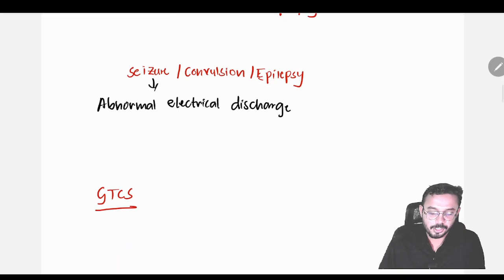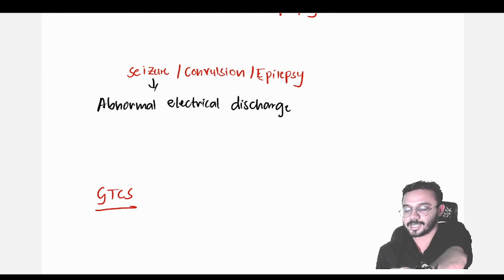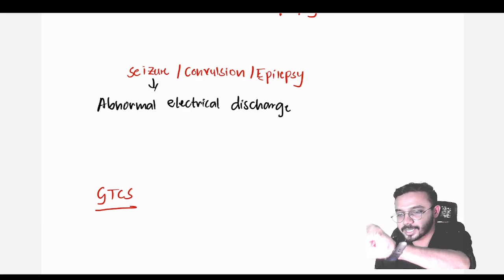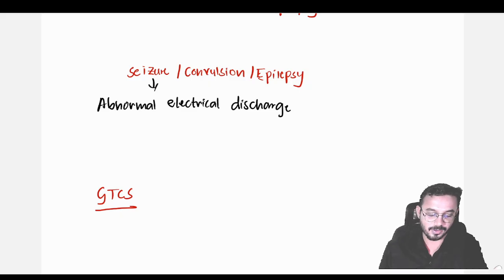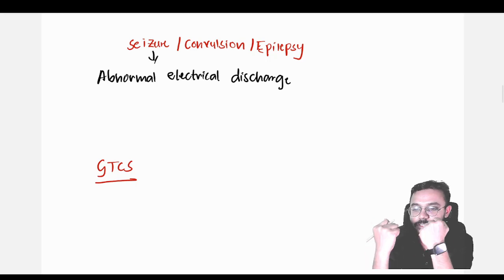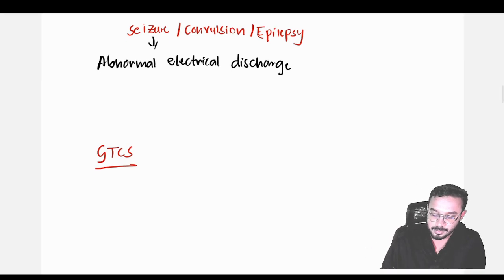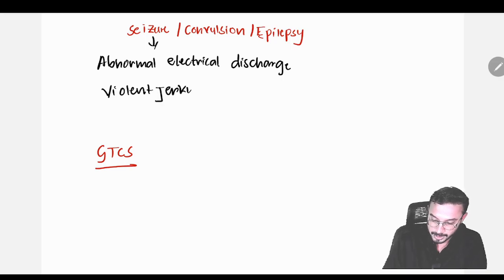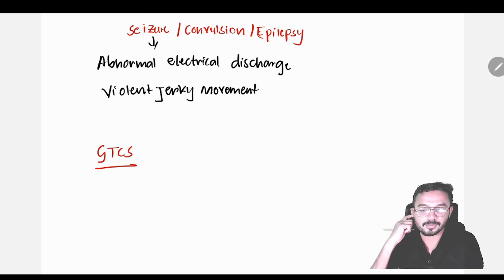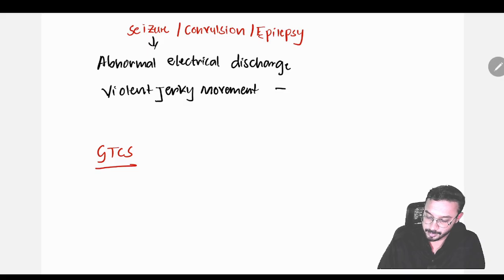And what do you mean by convulsion? Convulsion is nothing but the motor movement, that is you showing violent jerky movements, the movements that are known as convulsions. So like this, you will be showing violent jerky movements, that is about convulsions. That violent jerky movements is called what? Convulsion.